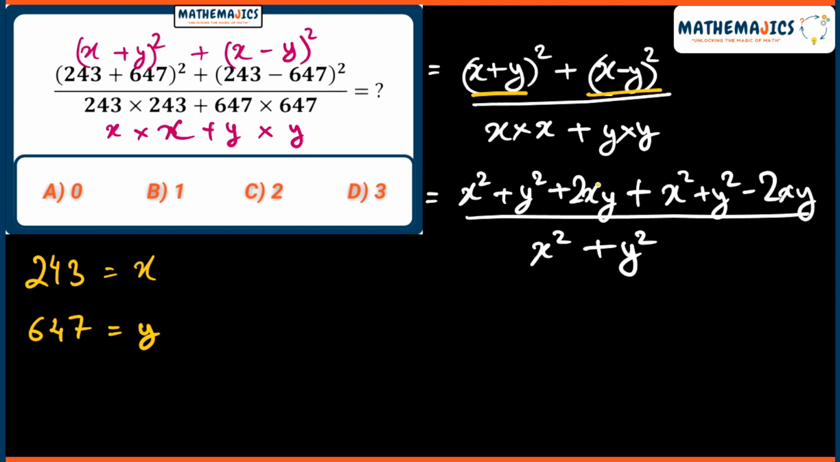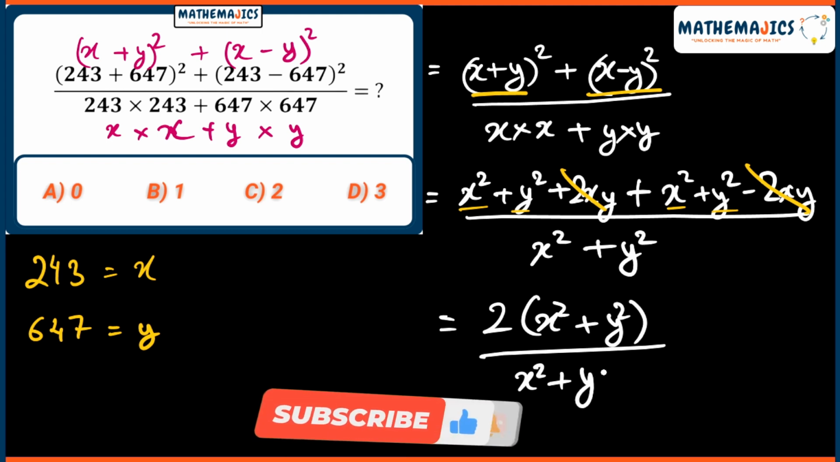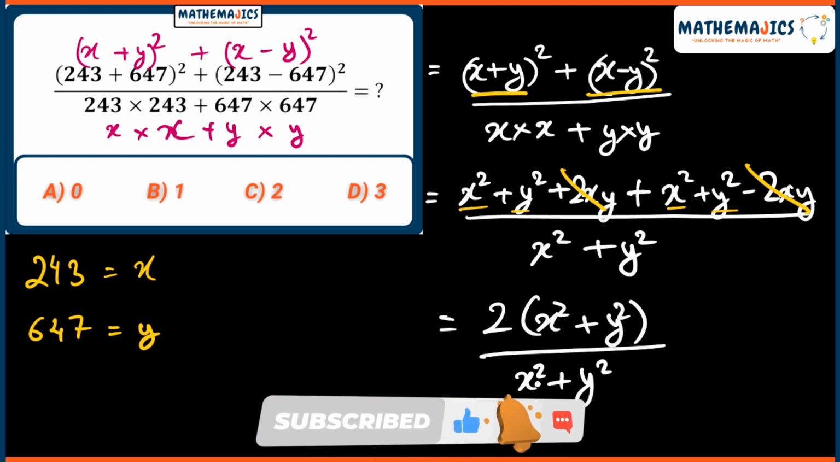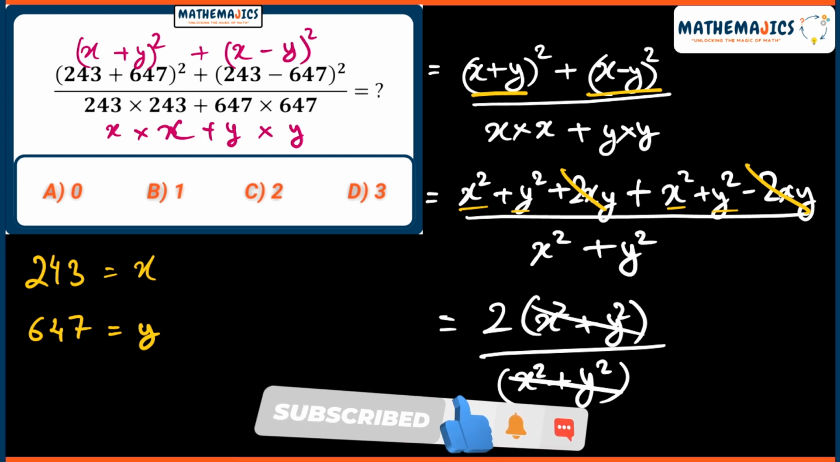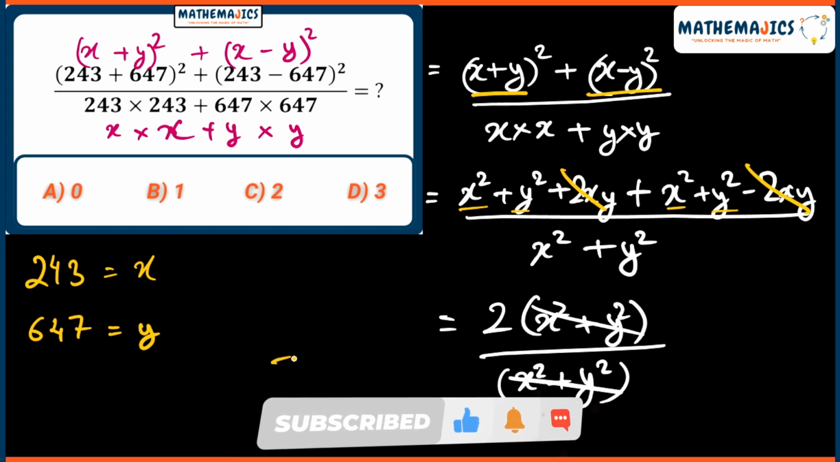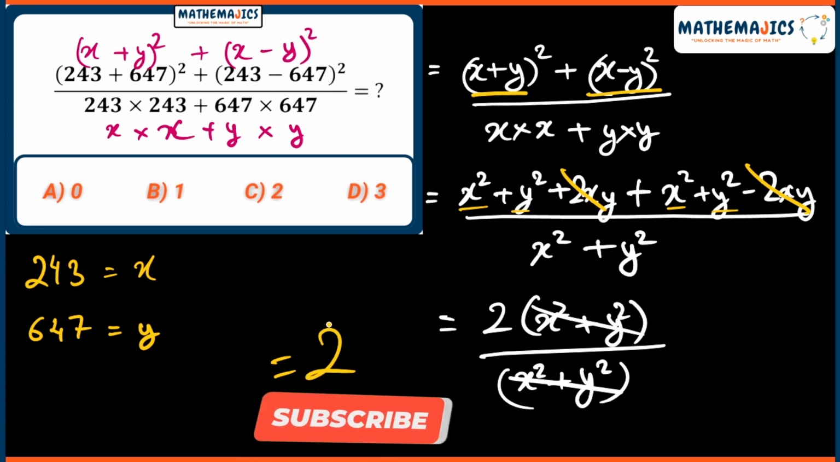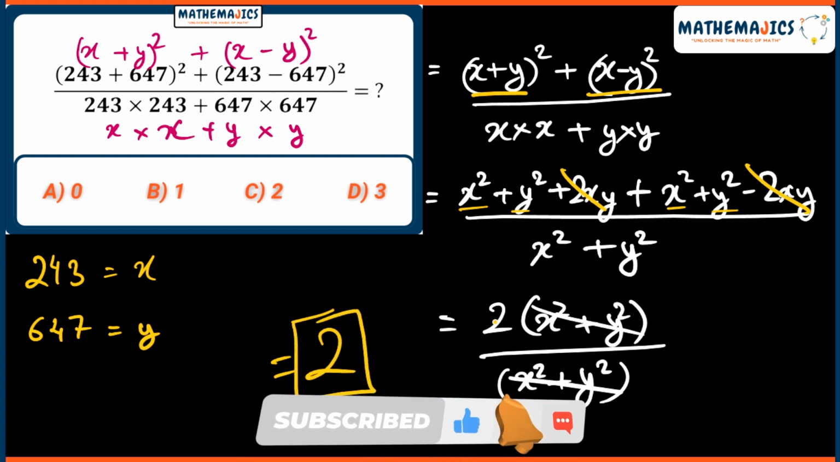Now look at the numerator. These two terms can be cancelled out, and x square is coming twice, y square is coming twice. So we can rewrite it as 2 times x square plus y square upon x square plus y square, correct? As we can clearly see, these two terms can be cancelled out and we will be left with our final answer, that is 2. Yes, so this 2 will be our final answer.